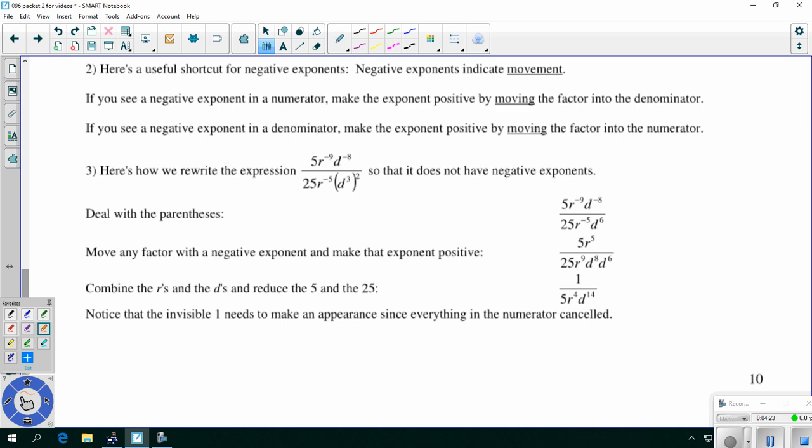5r to the -9, d to the -8, all divided by 25r to the -5, d to the 3rd squared. So the first thing we need to do is apply one of our old familiar 5 properties to this piece, d to the 3rd squared. So hopefully we got that ripped off sheet in front of us. If not, go grab it. And what you're going to do is figure out which of our 5 properties this is, pause the video, come back when you've got it.